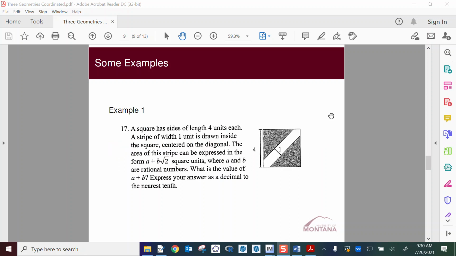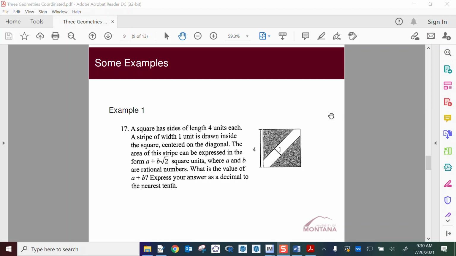So this is example one. Some of these questions have a number next to them; I couldn't get rid of the number off of the copy I made from the actual test. So ignore the 17 there. It says a square has sides of length 4 units each. A stripe of width 1 unit is drawn inside the square, centered on the diagonal. The area of this stripe can be expressed in the form a plus b times the square root of 2 square units, where a and b are rational numbers. What's the value of a plus b? Express your answer as a decimal to the nearest tenth.